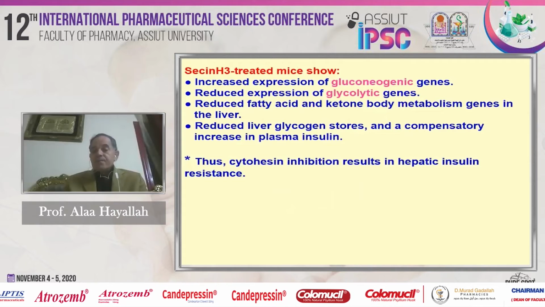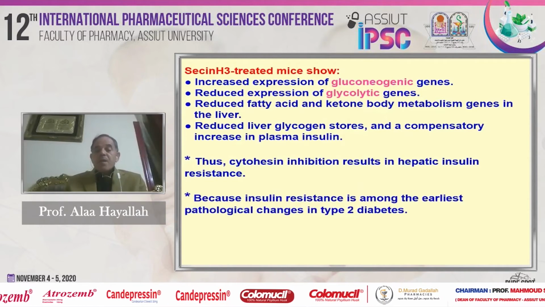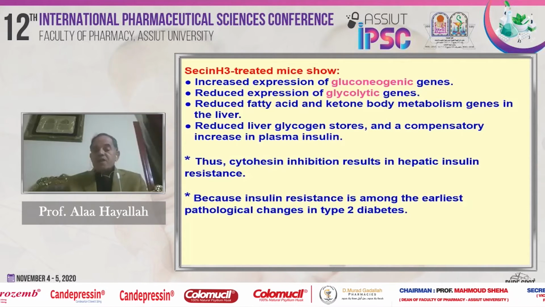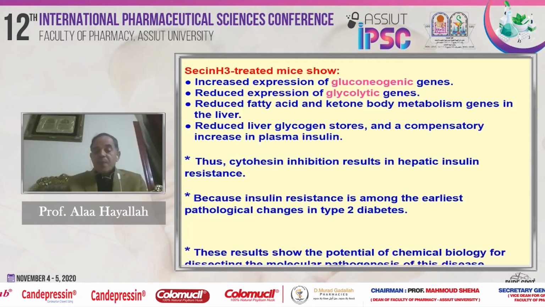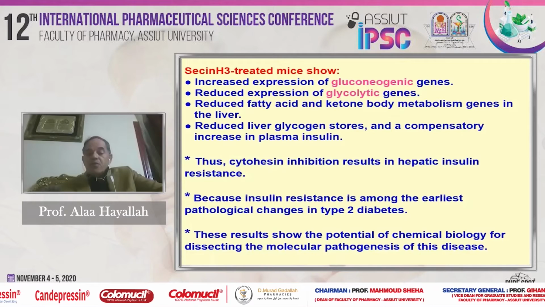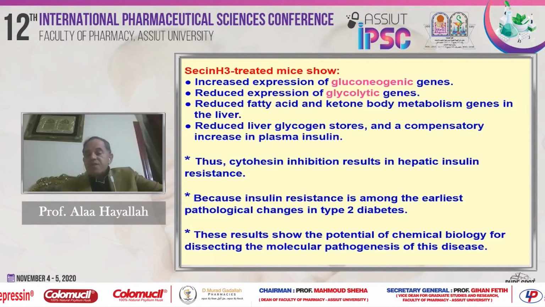Thus, cytohesin inhibition results in hepatic insulin resistance, and insulin resistance is among the earliest pathological changes in type 2 diabetes. This result shows the potential of chemical biology for dissecting the molecular pathogenesis of this disease.